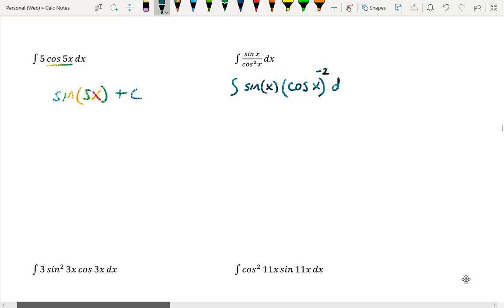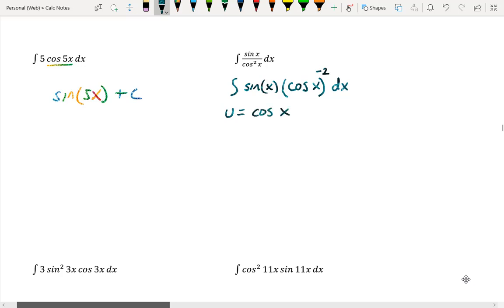Now, again, all I did was, instead of writing the squared next to the cosine, I put it on the outside. Those two things mean the same thing here. Okay, so now what I've got is sine of x times cosine of x to the negative 2, and I'm going to do some u substitution here. So I'm going to let u equal cosine of x.